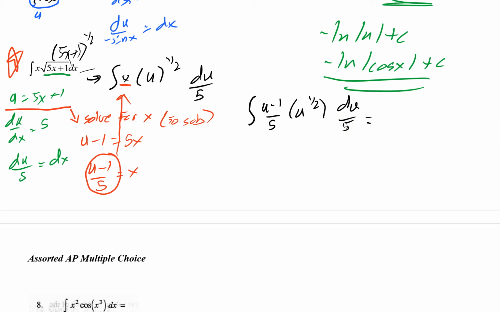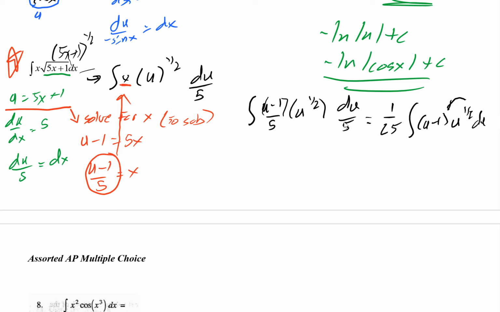So let's do this. Let's pull all the constants. There's a 5 on the bottom, 5 on the bottom. We're going to get 1/25 integral of (u - 1), I should put parentheses here, it's bad math grammar, u to the 1/2 du. And this I could actually solve, it's actually not that bad.